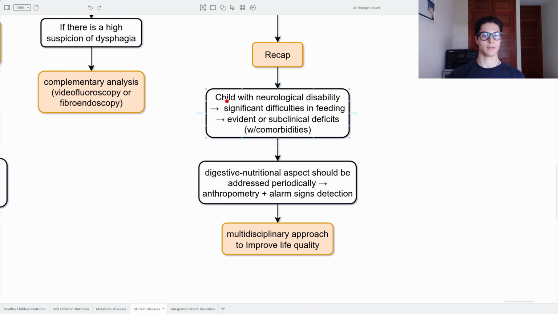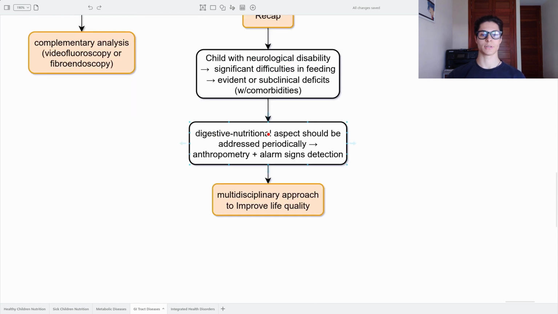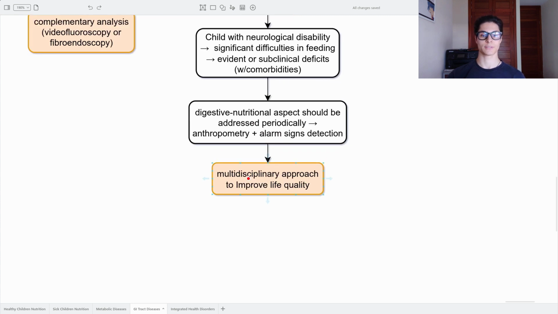And as a recap, it is a child with neurological disability, it has significant difficulties in feeding, and it has evident or subclinical deficits, together with comorbidities, other diseases. Digestive nutritional aspect should be addressed periodically, and this is done through anthropometry and alarm signs detection. And of course, as always, a multidisciplinary approach is required to improve the life quality of the child.